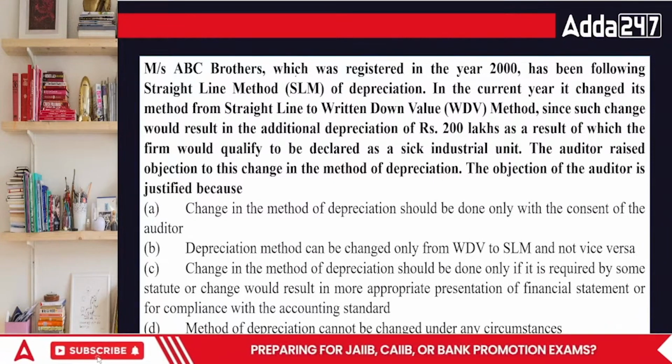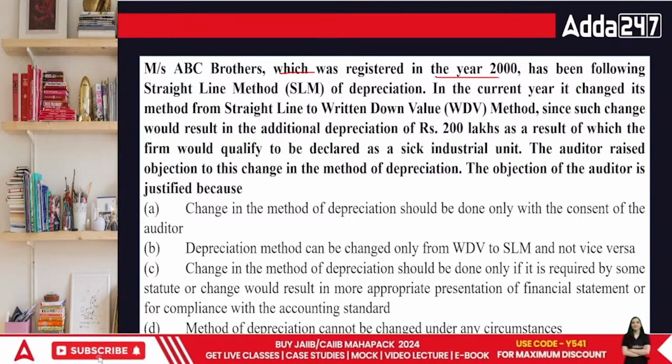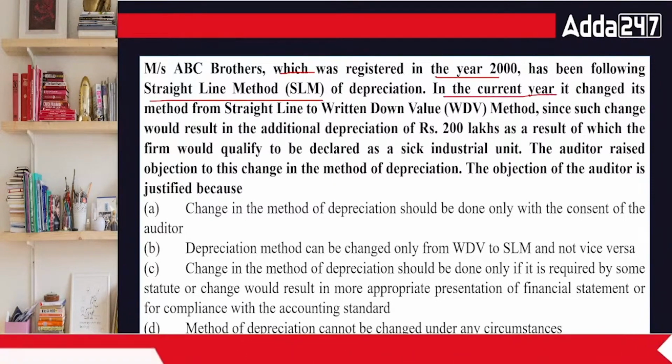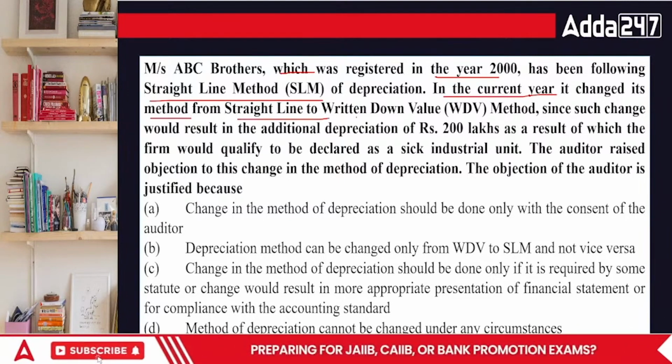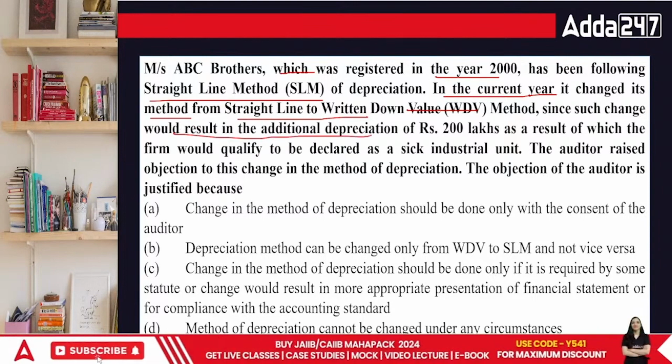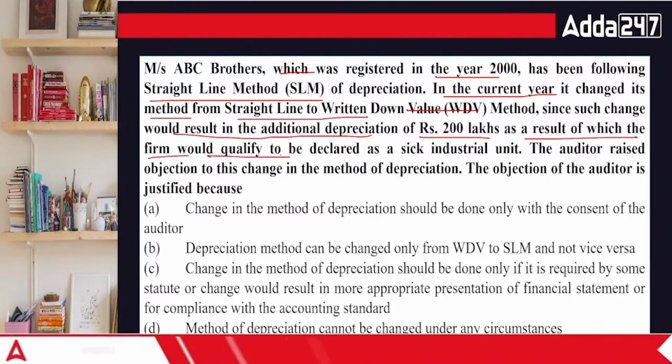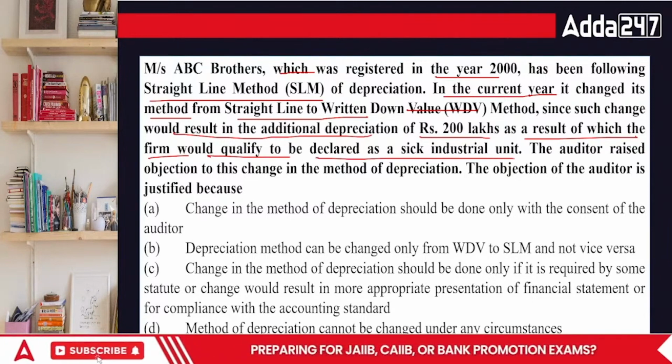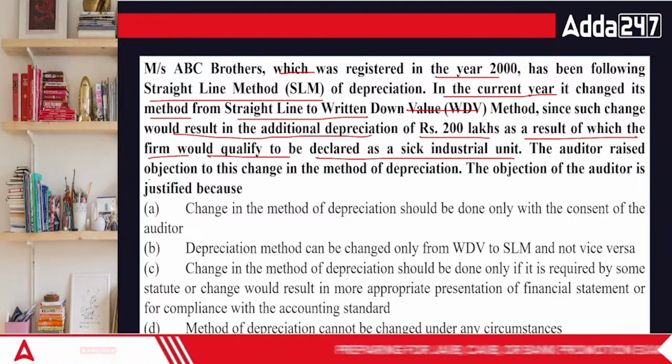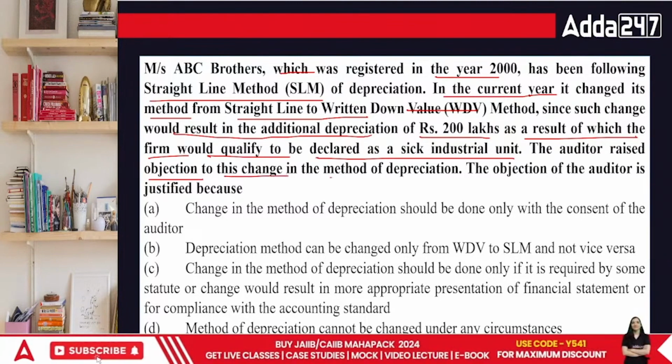Now, Messrs ABC, which is registered in 2000, has been following the straight line method of depreciation. In the current year, it changed its method from SLM to WDV. Since such a change would result in the additional depreciation of 200 lakhs, as a result of which the firm would qualify to be declared as a sick industrial unit. The auditor raised the objection to this change in this method of depreciation.